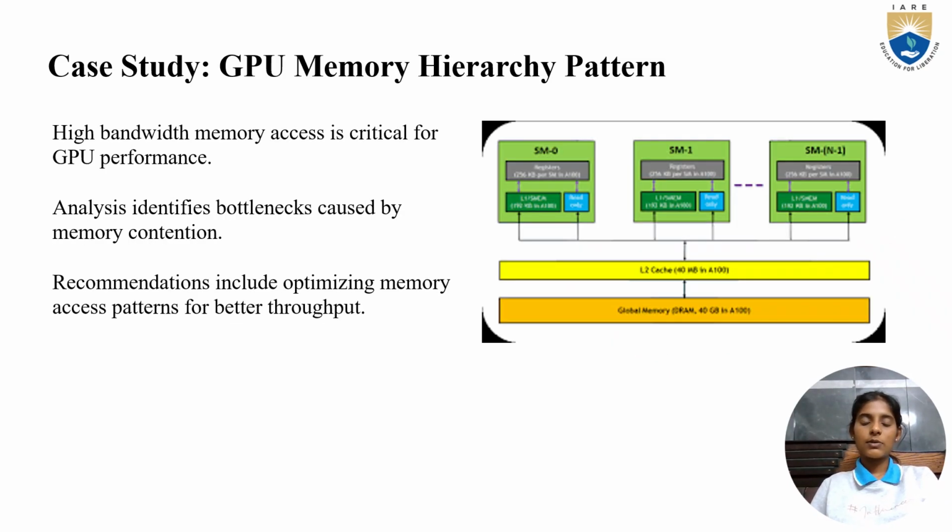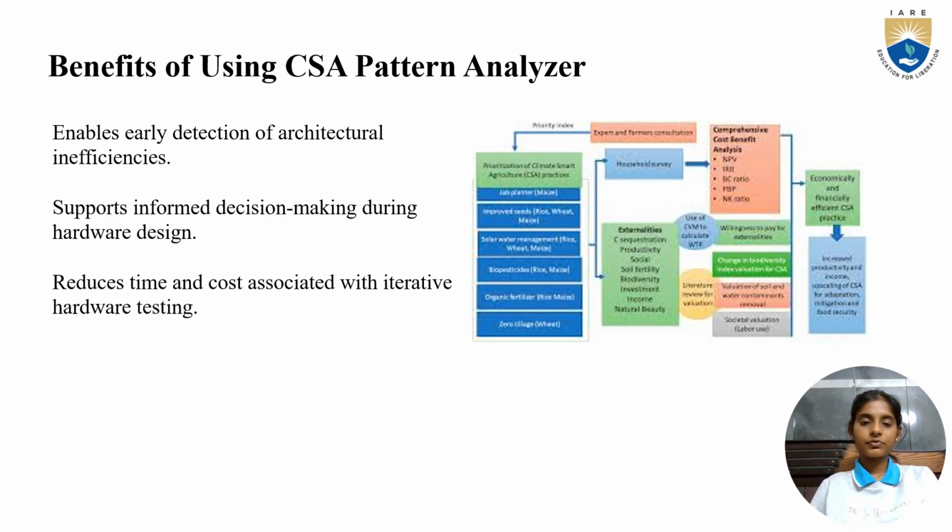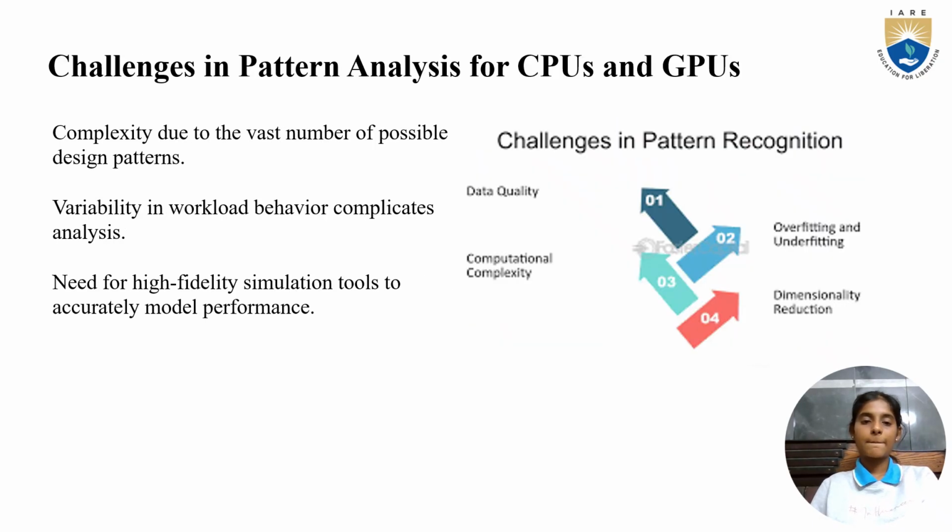CPU-GPU memory hierarchy pattern. High bandwidth memory access is critical for GPU performance. Analysis identifies bottlenecks caused by memory contention. Recommendation includes optimizing memory access patterns for better throughput. Benefits of using the CSA pattern analyzer: it enables early detection of architectural inefficiencies and supports informed decision making in hardware design.